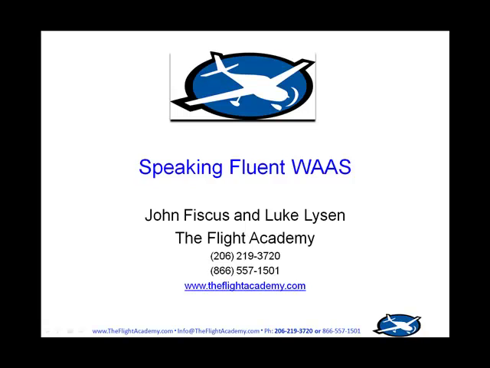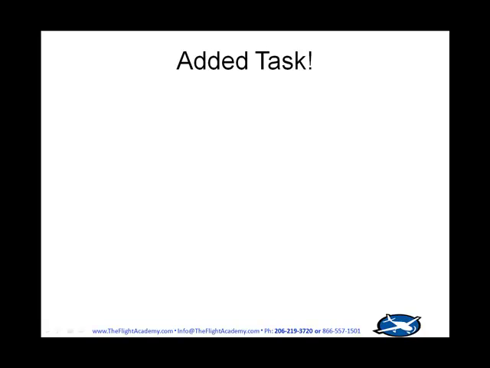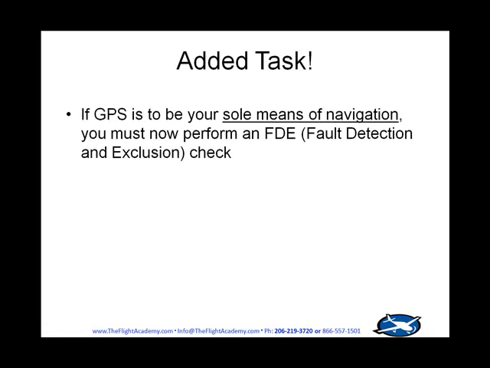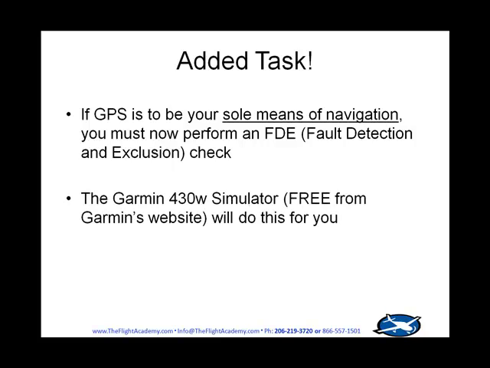In this video, we'll be talking about predicting the WAAS signal strength prior to departure. We have an additional task if the GPS is meant to be your sole means of navigation, and it's called an FDE, or Fault Detection and Exclusion Check. The FDE check will guarantee reception and give the pilot an idea of what minimums will be used for an approach before even leaving the ground. The Garmin simulator, available from Garmin's website for free, will do this check for you, and I'll walk through the process of using that next.